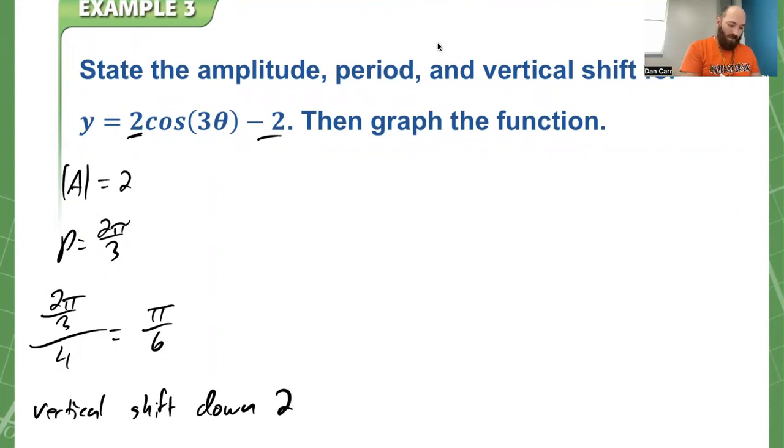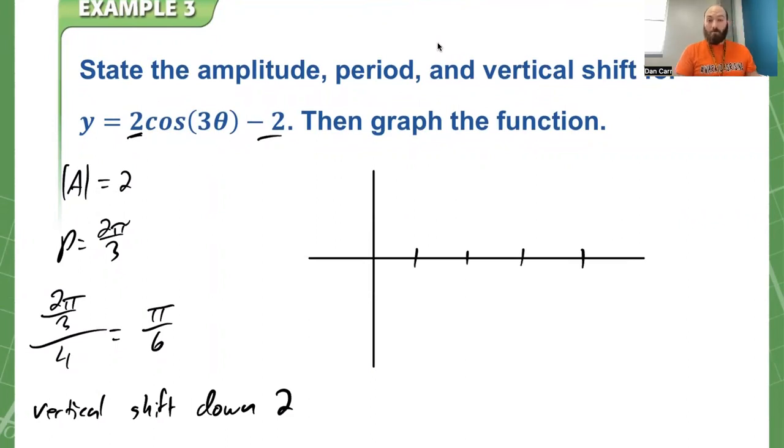Okay, so we've got everything we need for the graph. We've got 1, 2, 3, 4. So our normal starting point for our cosine will be up here. Each of these tick marks will be pi over 6. So pi over 6, 2 pi over 6, 3 pi over 6, that's going to be pi over 2. And then 4 pi over 6, which is 2 pi over 3. Okay. So we've got crossing here, minimum, crossing again, and then maximum up there.